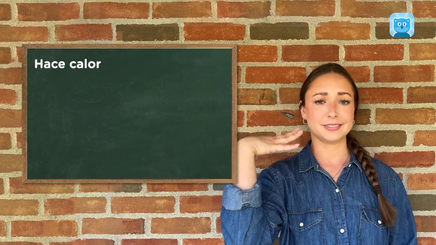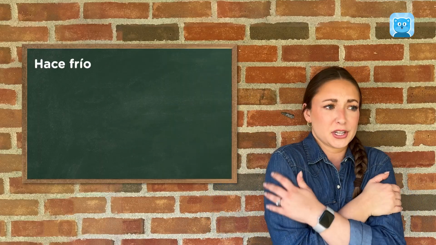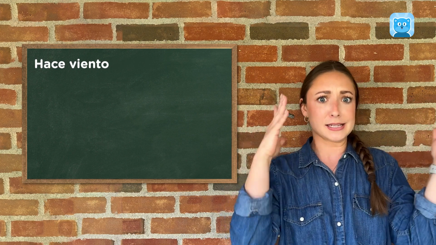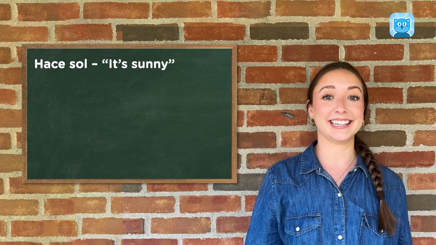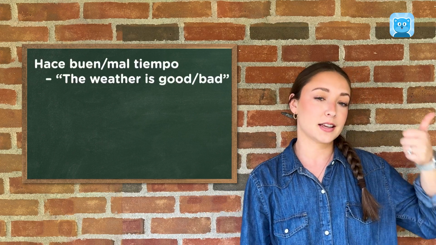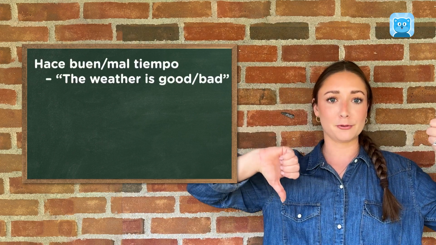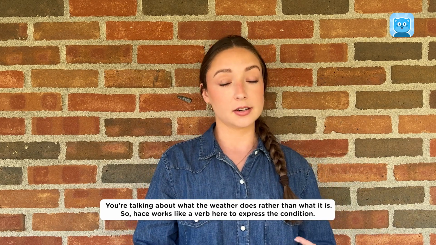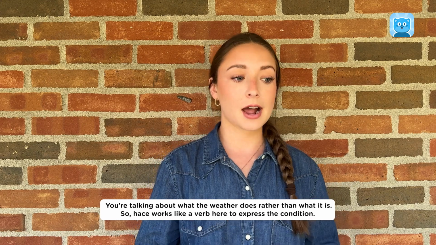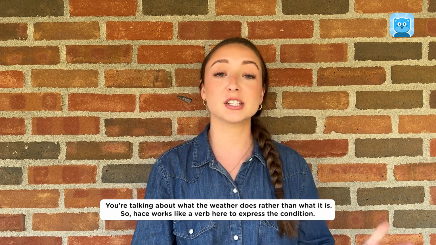Hace calor, it's hot. Hace frío, it's cold. Hace viento, it's windy. Hace sol, it's sunny. Y hace buen tiempo, y hace mal tiempo. It's good weather and it's bad weather. Notice how in all of these examples, it's describing the condition of the weather. The hot, cold, or what the weather is doing. In this case, you're talking about what the weather is doing rather than what the weather is. So hace works as a verb here to describe the condition of the weather.